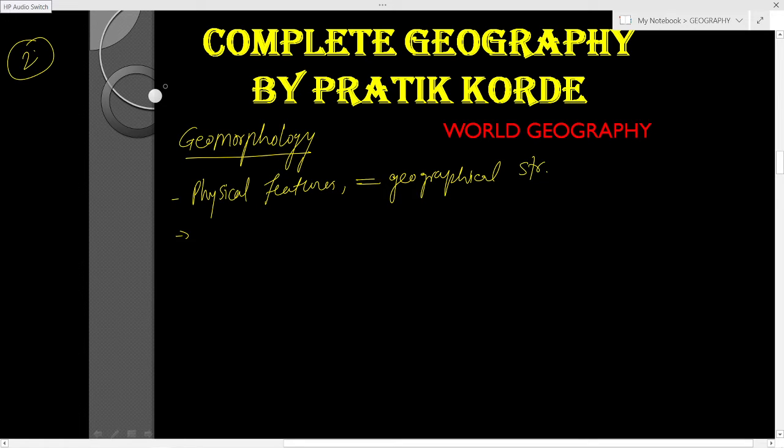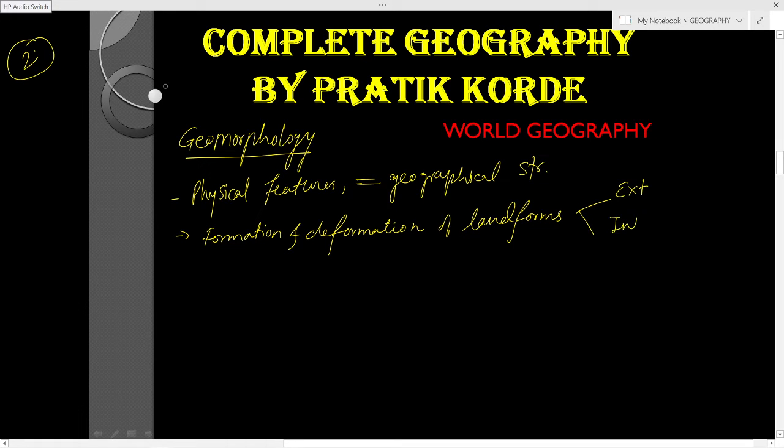Now, what are the geomorphic processes? That is what we have to understand. So, the formation and deformation of landforms. Formation and deformation of landforms on the surface of Earth are continuous processes, which is due to the continuous influence of external and internal forces.